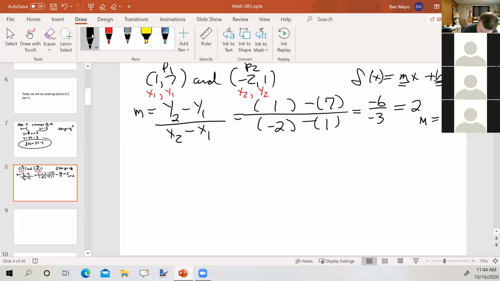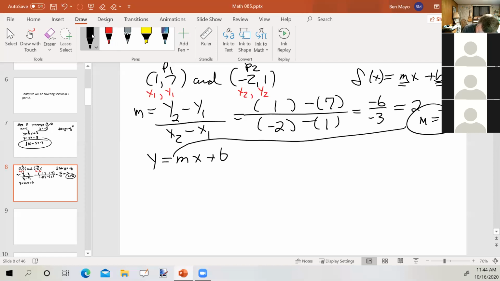So now, using y equals mx plus b, since the slope is 2, I have y equals 2x plus b. So I've found the slope, but I haven't found the y-intercept yet. And neither of those given points are the y-intercept. I know that because if it was a y-intercept, the x value would have to be 0. But I can use either one of those points in this way.